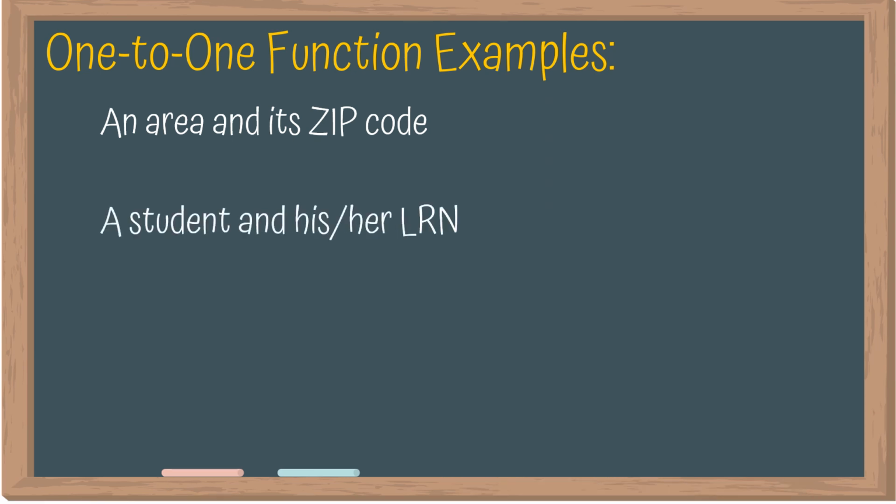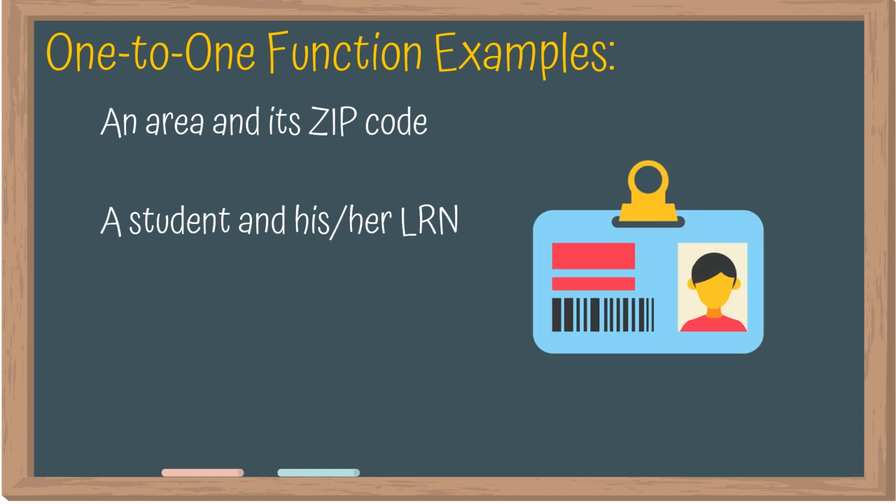Another example is a student and his or her LRN, or the learner reference number. There is a unique learner reference number for each student. Whatever grade level he or she is, his or her LRN remains the same. A student cannot have two LRNs, and at the same time, an LRN cannot correspond to more than one student.